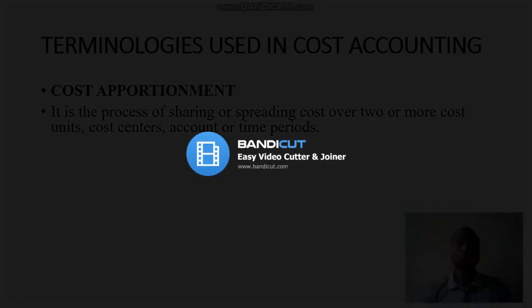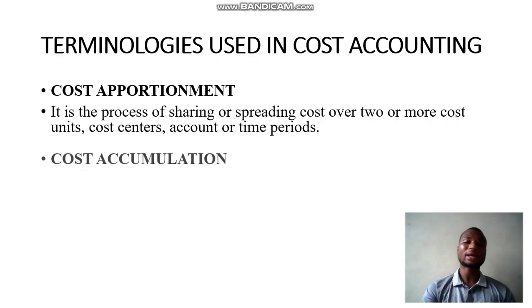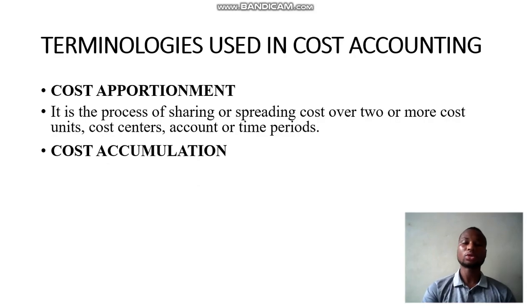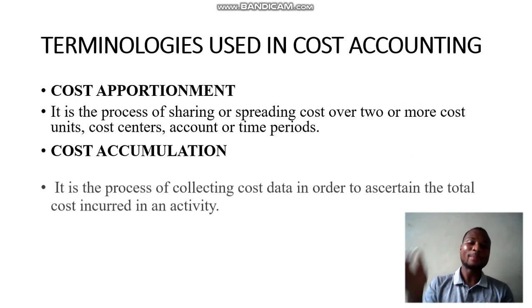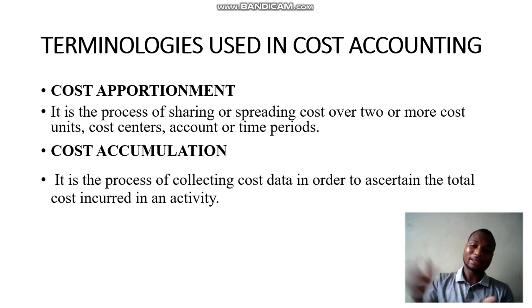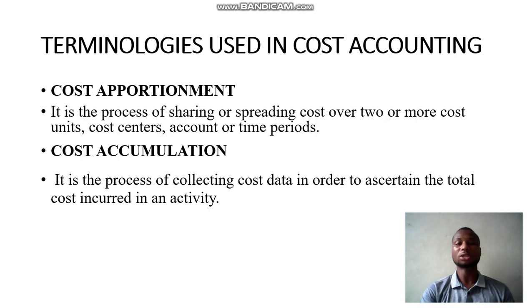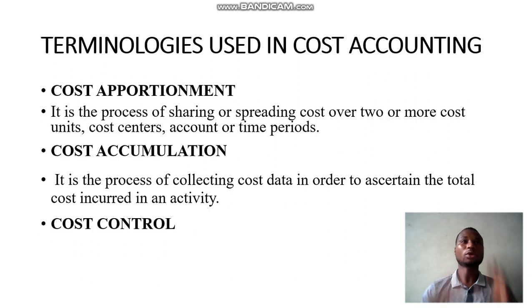Now the next one is cost accumulation. Accumulate means to put together. Okay, so when we are collecting cost data in order to ascertain the total cost of an activity, then we are saying we are accumulating costs. Okay, we are collecting cost data, we gather them, we put it together so that we can ascertain the cost incurred in the entire activity. When it's done, then we are saying we are doing cost what? Accumulation. Okay, so cost accumulation, that is it.